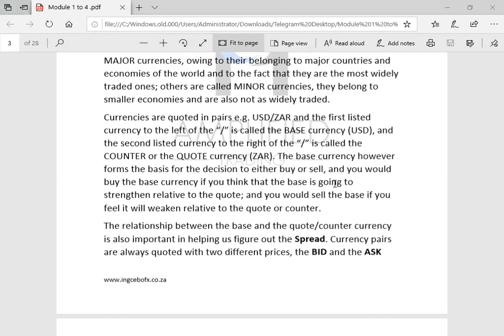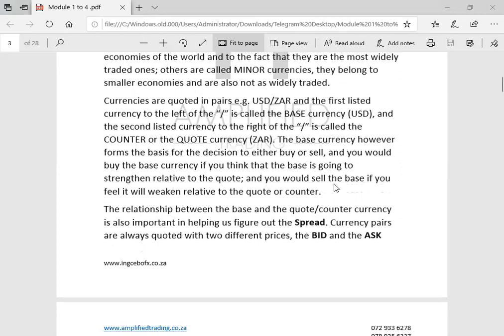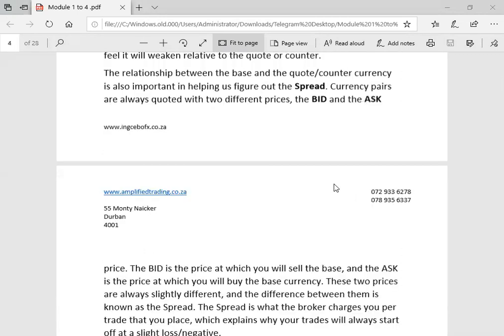All right, so the relationship between the base and the quote is important in helping us to figure out the actual spread. The spread: currency pairs are always quoted in two different prices, the bid and the ask. Now, the bid and the ask price are basically the two prices at which the broker, because all these liquidity providers are providing you with prices, deals.